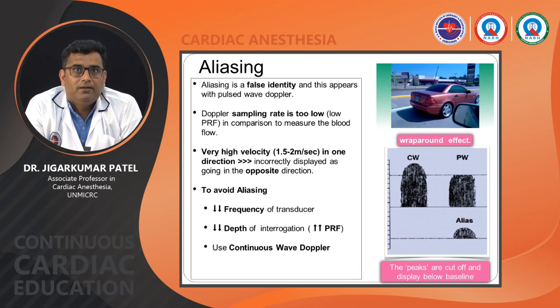Here the Doppler sampling rate is too low. So in comparison to the measured blood flow, a very high velocity, more than 1.5 to 2 meters per second in one direction, is incorrectly displayed as going in the opposite direction. So in the pulse wave, you will see the wrap around effect. Here the peaks are cut off, as you see in the image, and displayed below the baseline.